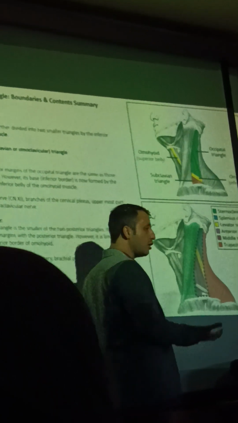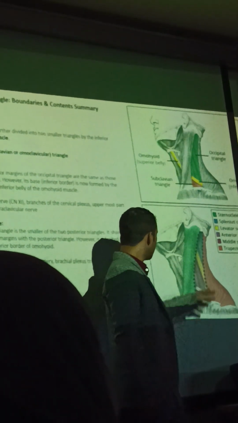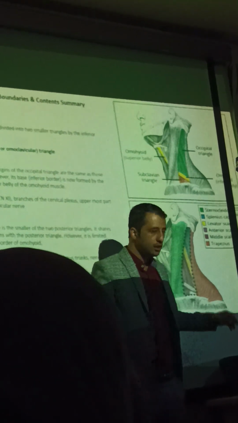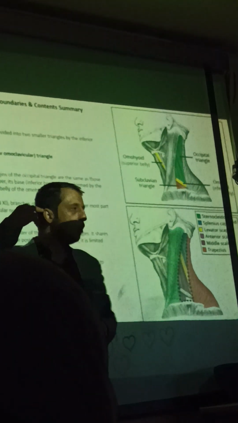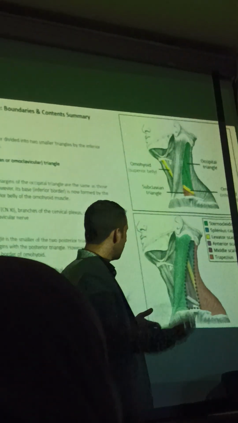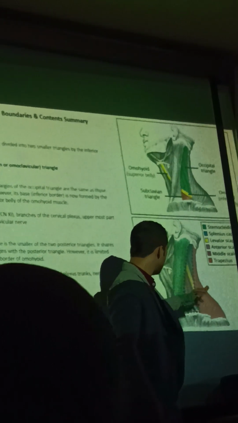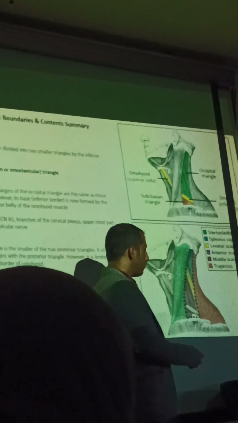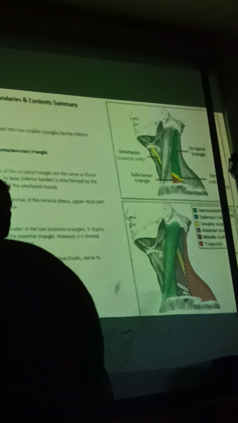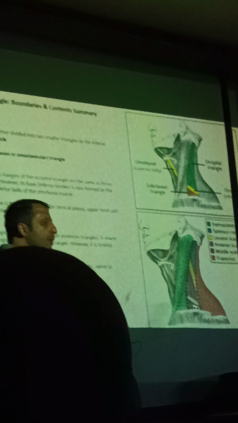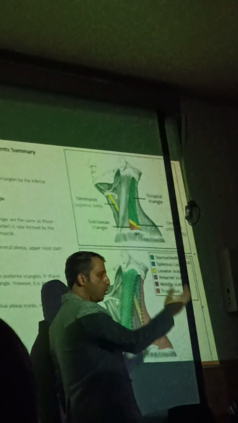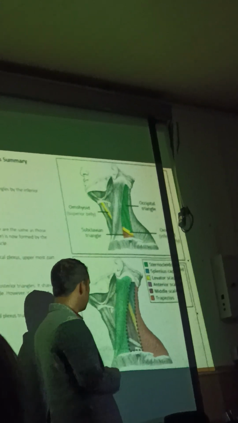The structures which are located in the occipital triangle are the roots of the brachial plexus. The roots and the cord of the brachial plexus are located in this area. Also, the superficial or cutaneous branches of the cervical plexus. The cervical plexus has several cutaneous branches which emerge in this area.